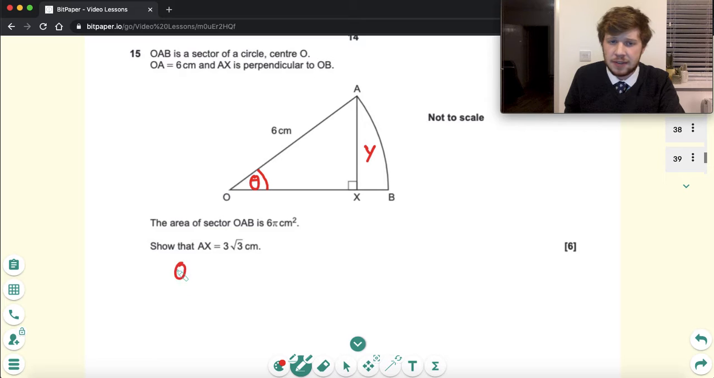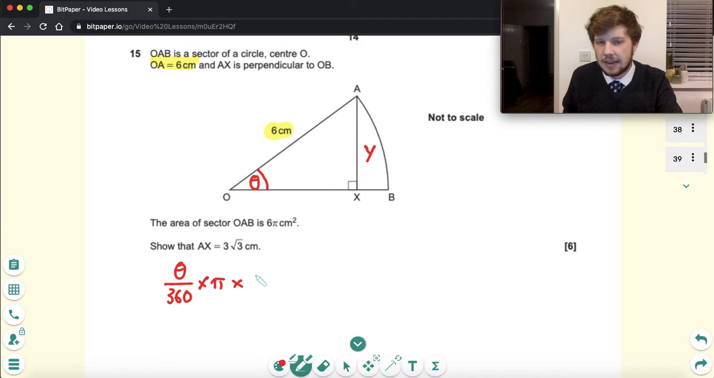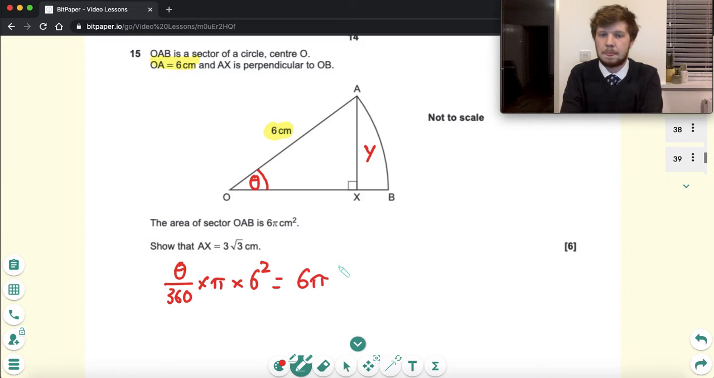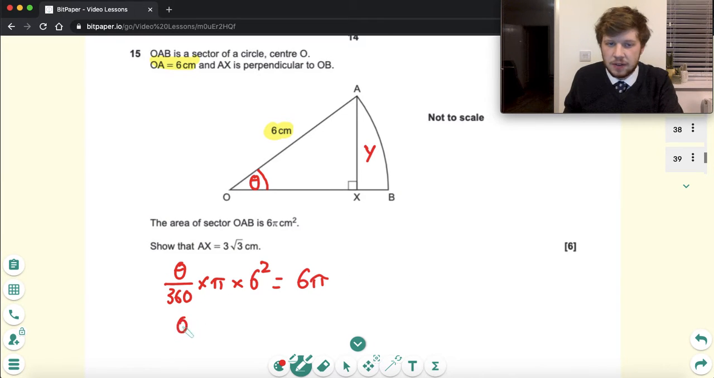The area of a sector is the fraction of the circle that I have, which is theta over 360, multiplied by pi, multiplied by my radius squared. Well, my radius in this case is 6, indicated here and indicated in the question. So therefore, the area is going to be multiplied by 6 squared, and I know that is equal to 6 pi. So I've got theta over 360 times pi times 36 is equal to 6 pi.